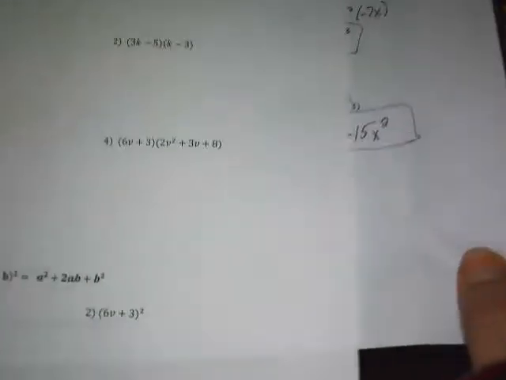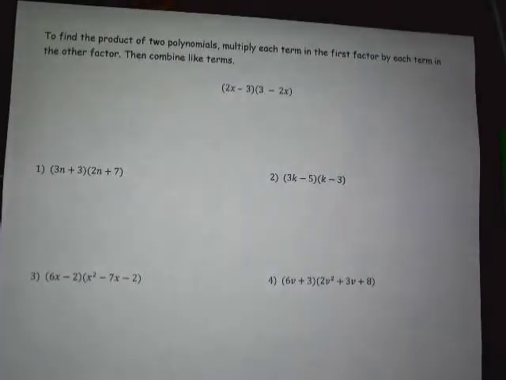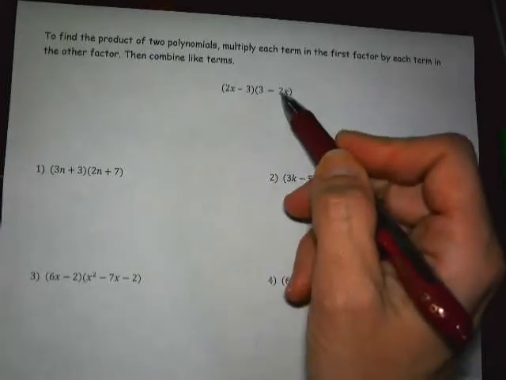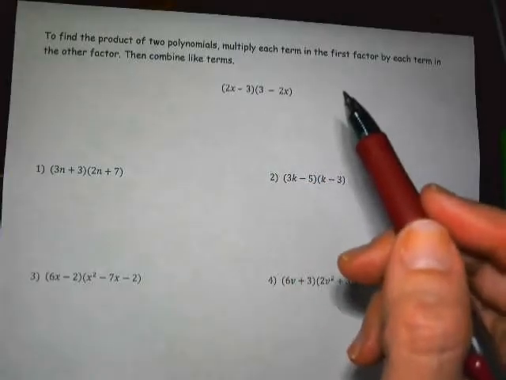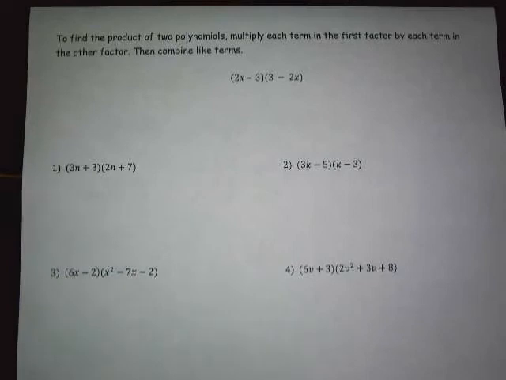Okay. Next, we're going to multiply 2 polynomials. So we've got a 2 term times a 2 term. And we are going to do distribution. You just have to distribute more than once.